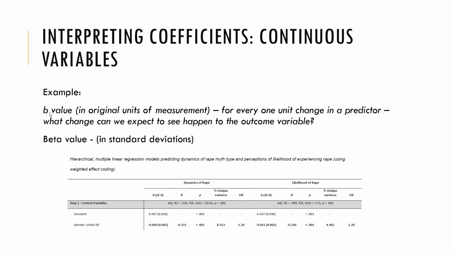So that was the B value in the original units of measurement. Let's have a look at the beta value. Here is our beta value. That's the standardized coefficient, so it represents standard units. For every standard deviation increase in gender-linked social roles, I would expect a person's score on rejection of dynamics of rape myths to go down by 0.321 of a standard deviation.